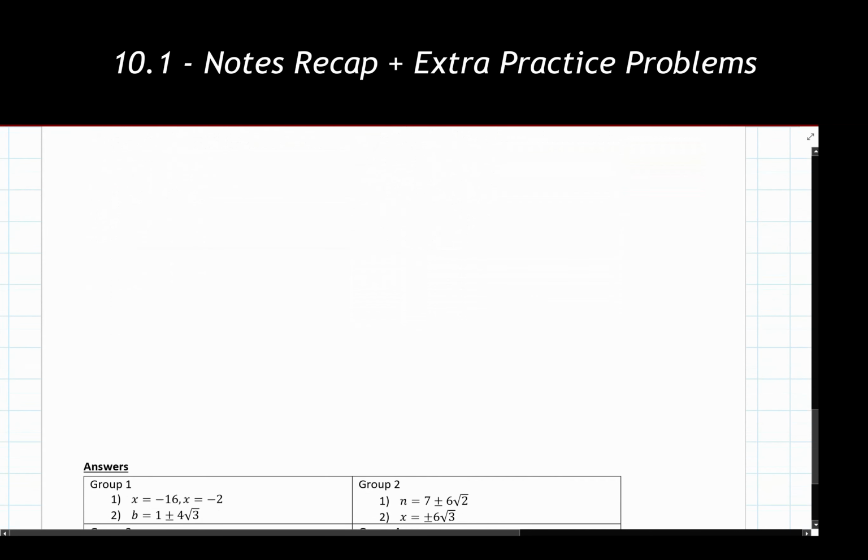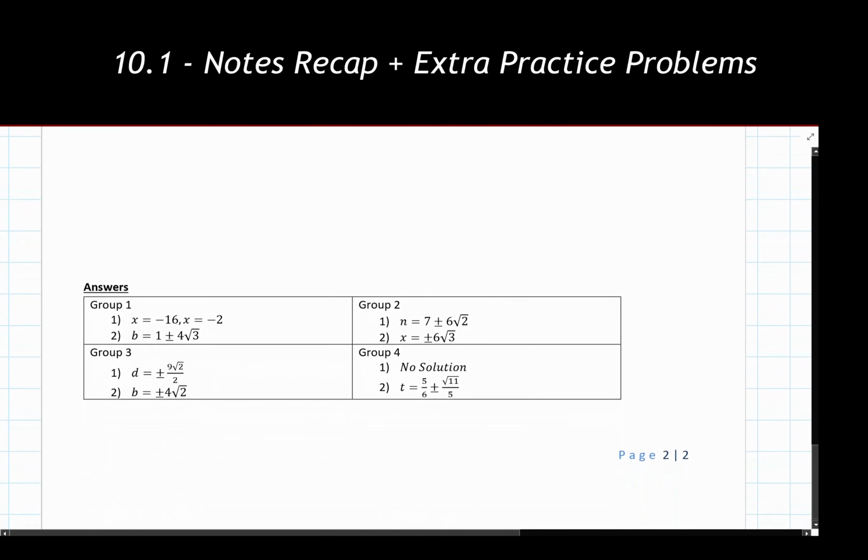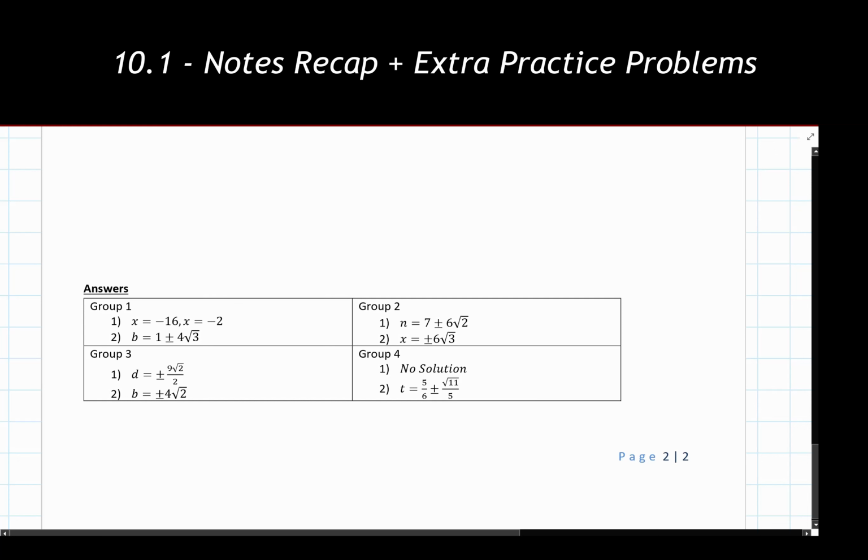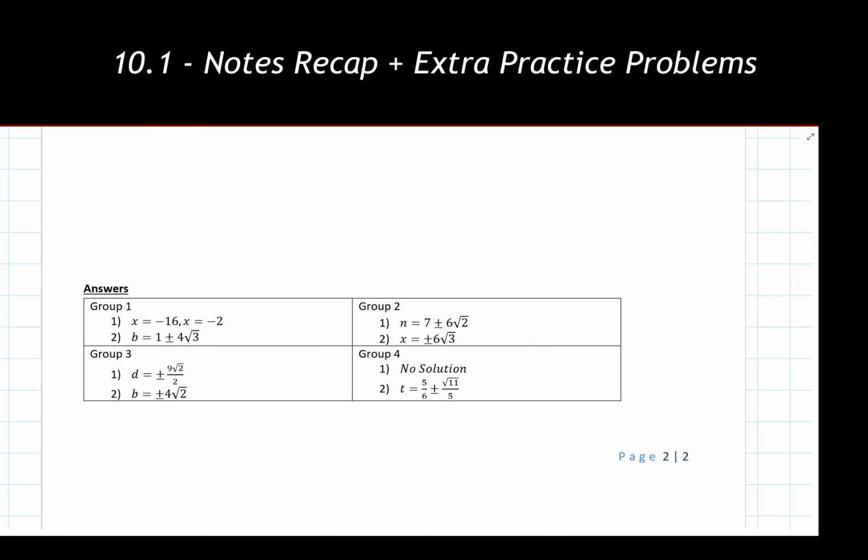If we scroll down, here we have our final answers. So that's everything that we have for the 10.1 material, how we go through and use the extraction of roots.